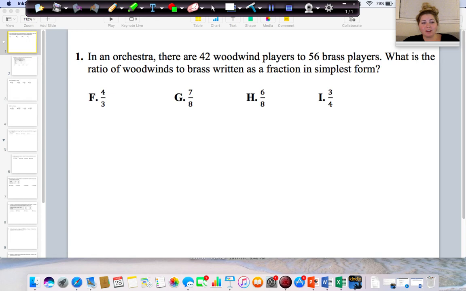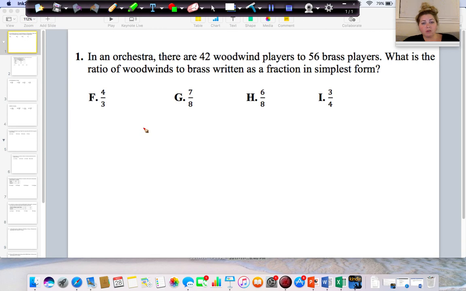So let's go ahead and get started. We are starting out with problem number 1. In an orchestra, there are 42 woodwind players and 56 brass players. What is the ratio of woodwind to brass written as a fraction in simplest form?